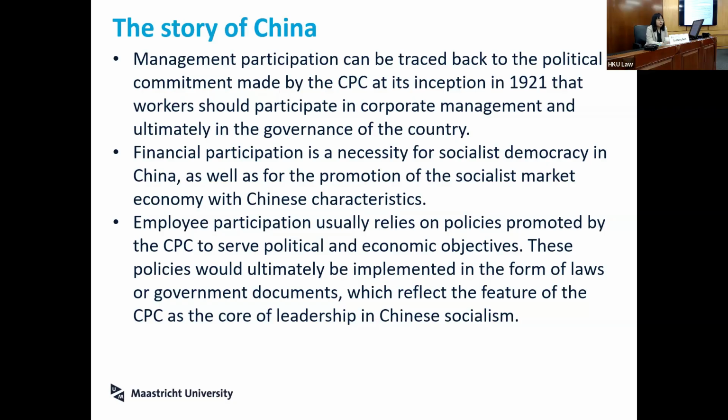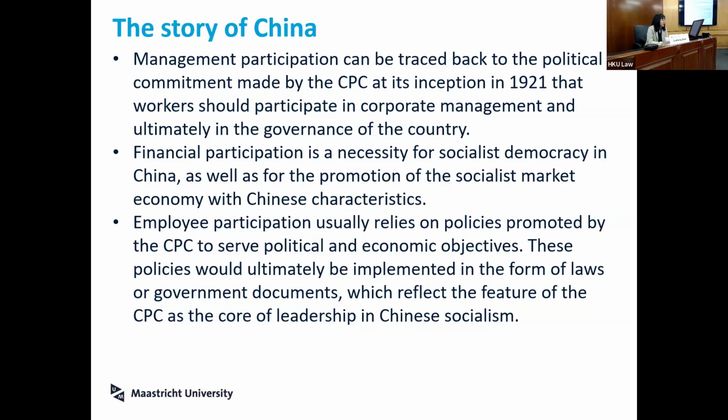And then after the CPC gained power in many revolutionary bases, and also during the war against Japan, they no longer implemented labor movements in the CPC-governed areas, but encouraged the workers to participate in factory management. Therefore, in China, the practice of employee participation promoted by the CPC changed gradually after it gained power in the bases, and also after the founding of the country.